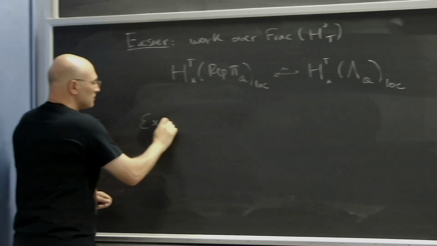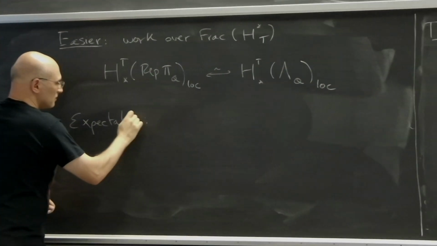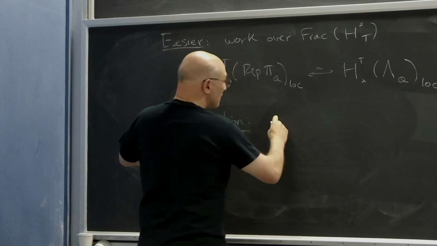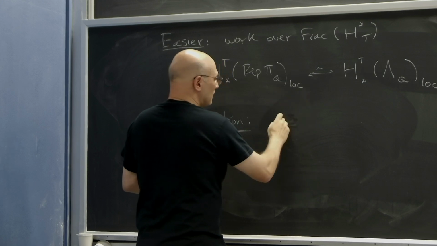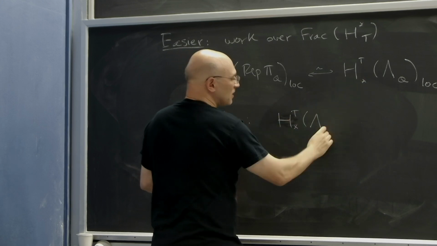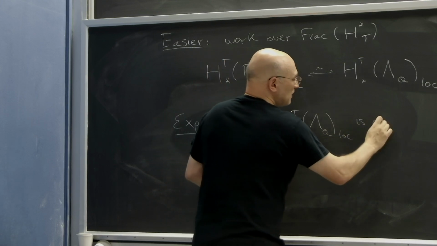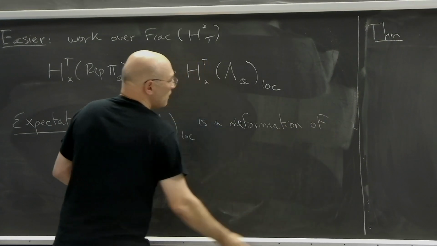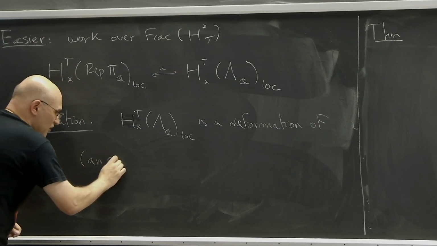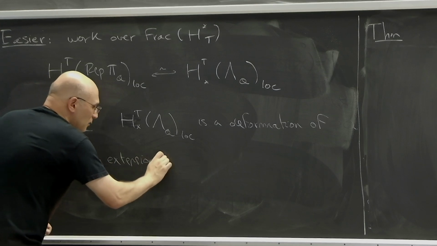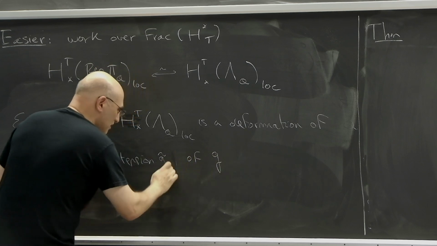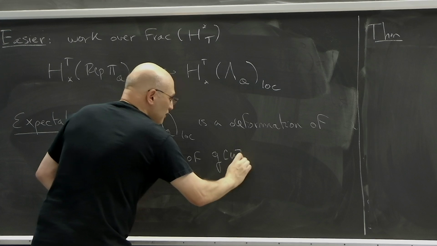So first of all, expectation. What is the expectation? Expectation is that these are some kind of deformation. So yeah, let me just work with lambda now. It is a deformation of, well, it's an extension. Let's call it G tilde of, let's say, G tilde bracket U of G bracket U.